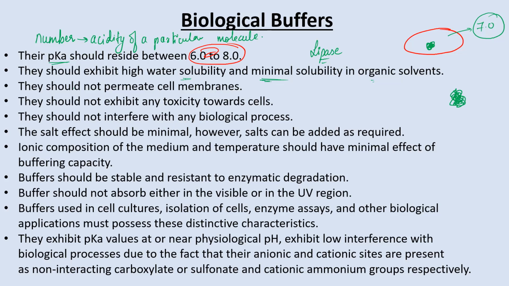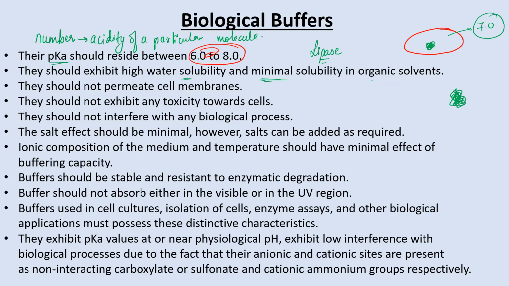Now, the biological buffer should not permeate the cell membranes, because if it permeates, it will go out. We know that the cell membrane is semi-permeable, so the buffer must stay inside because that is its role, providing a particular pH for the reactions to happen. What will happen if the buffer leaves the cell? Obviously the cell will be without any buffering system, so proper reactions will not happen.